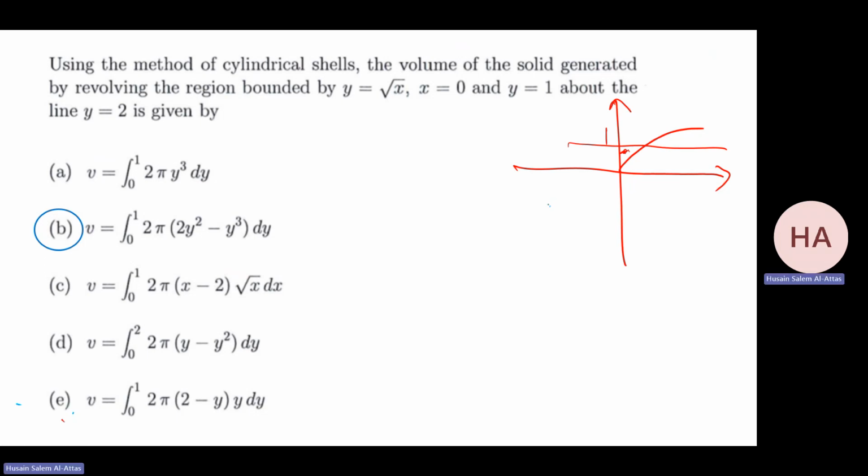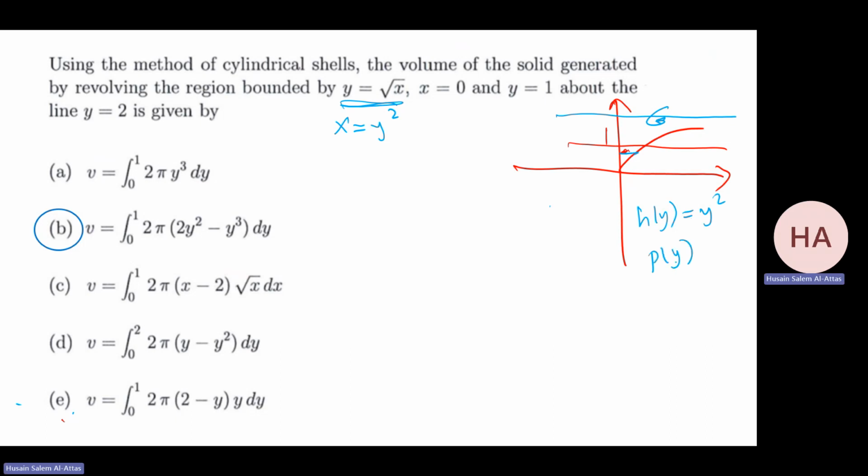What is the axis of revolution? Y equals 2. This is my axis of revolution. So I'll draw my line this way, parallel to the axis of revolution. So it will be h of y. Be careful. I have y equals square root of x. I want to write it in terms of y, because everything is in terms of y. So I have x equals y squared, so h of y will be y squared.